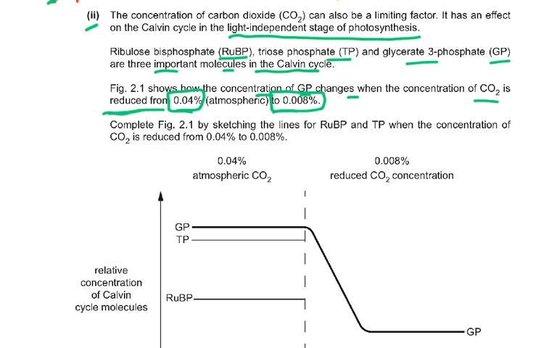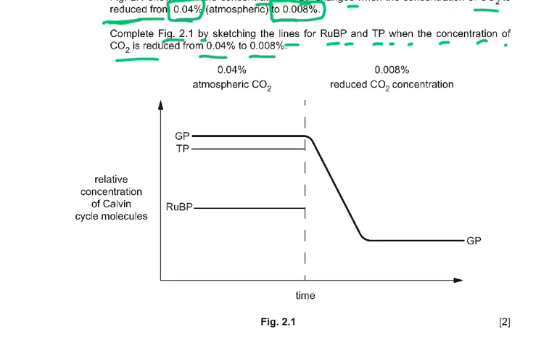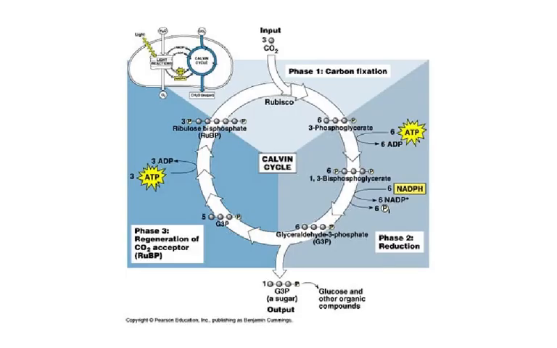Complete figure 2.1 by sketching the lines for RuBP and TP when the concentration of CO2 is reduced from 0.04 to 0.008%. So you were asked to complete this. What would happen when we reduce it from 0.04 to 0.008? What is going to happen? Okay, let's revise the Calvin cycle first.